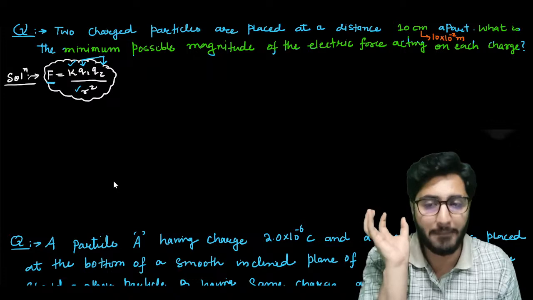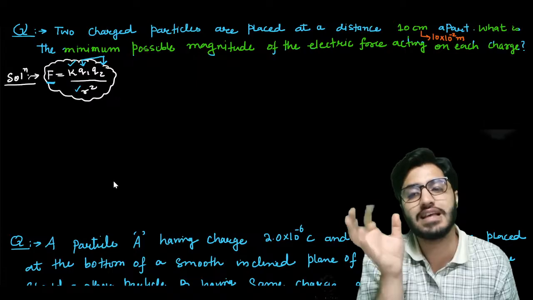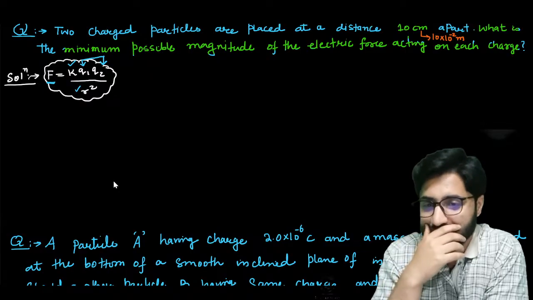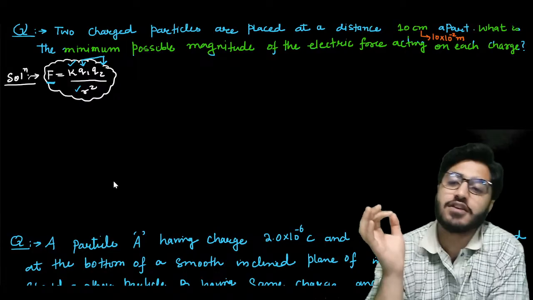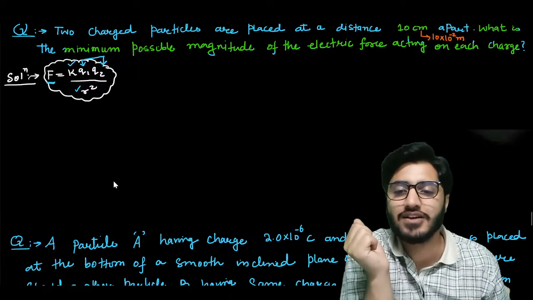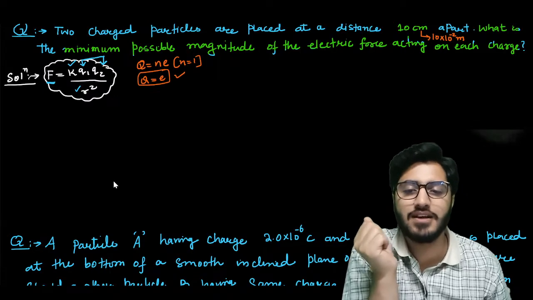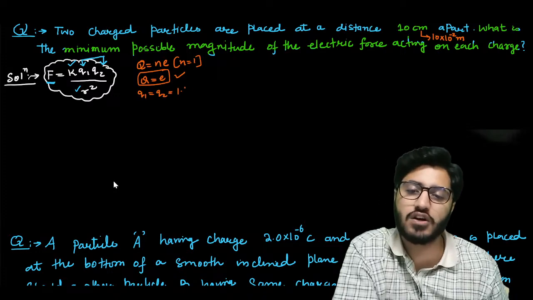The minimum possible charge is what? Electron. By the property of quantization, charge will be in the form Q equals Ne. So the minimum would be N equals 1, so Q equals the charge of the electron. That means Q1 equals Q2, both equal to the charge of the electron, 1.6 into 10 to the power minus 19 Coulomb.